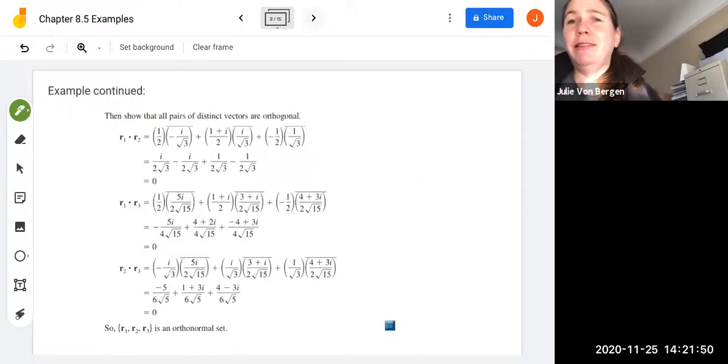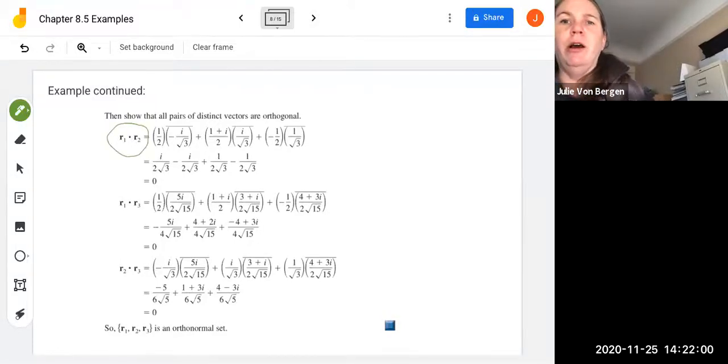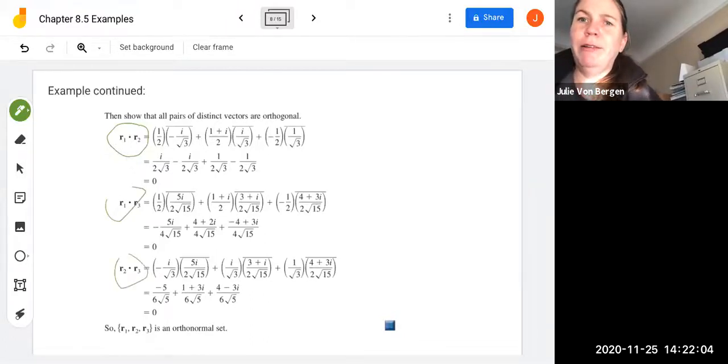And then the next step is to show that all the pairs of distinct vectors are orthogonal. So using our definition of the Euclidean inner product, we're going to do R1 dot R2, R1 dot R3, and R2 dot R3. We get 0 for all of these. You can pause and double check my calculations here. Because we showed that these are unit vectors and that all pairs of distinct vectors are orthogonal, R1, R2, R3 is an orthonormal set.